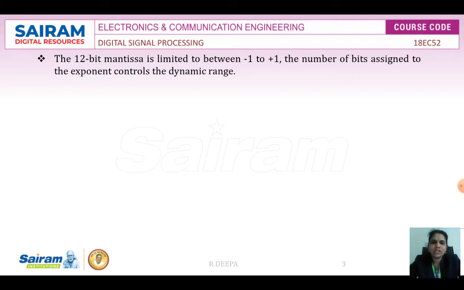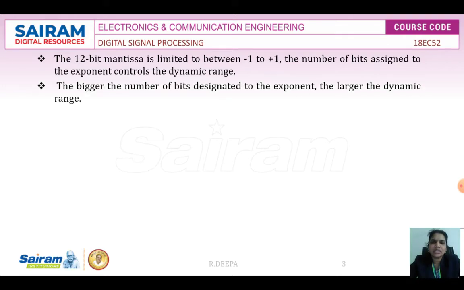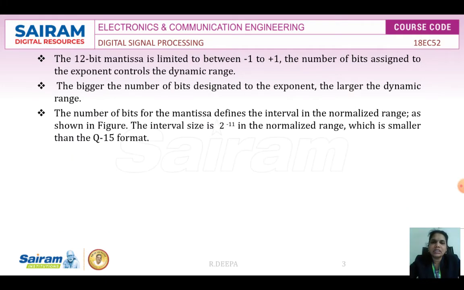If I want to increase the range of any given number, I can increase the number of mantissa bits so that the range can be improved. And if you increase the number of bits used to express the exponent, then it will have a larger dynamic range, and the number of bits will define the interval for the given data.